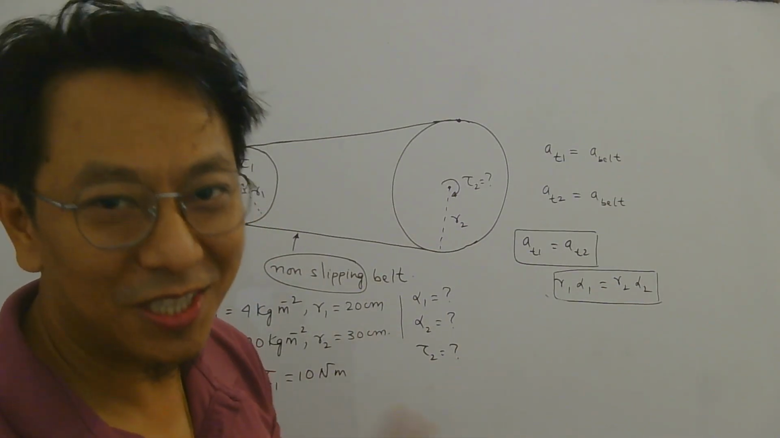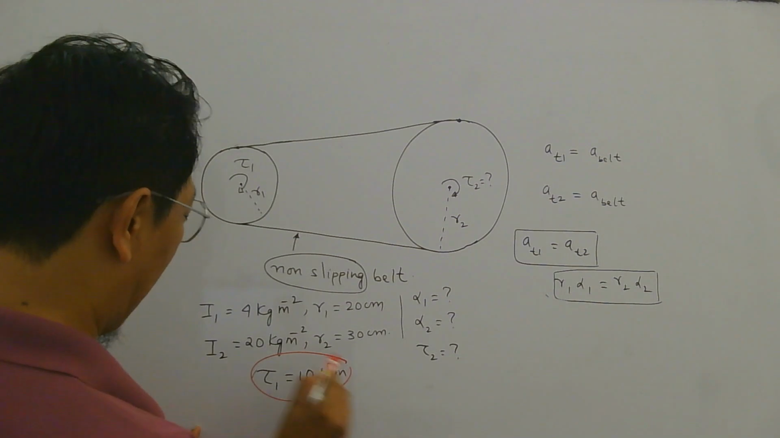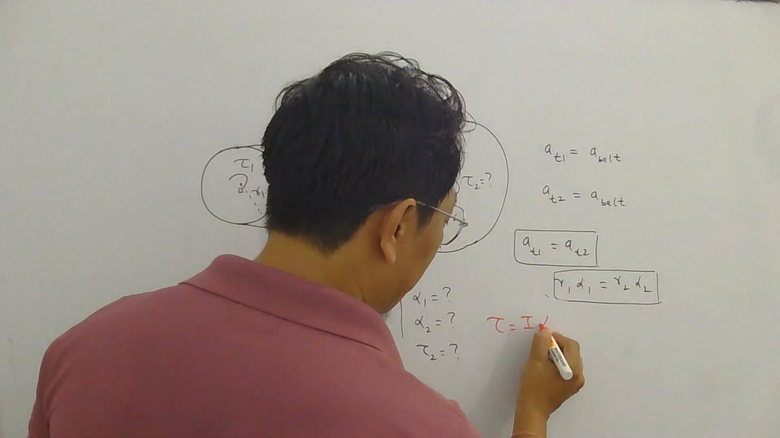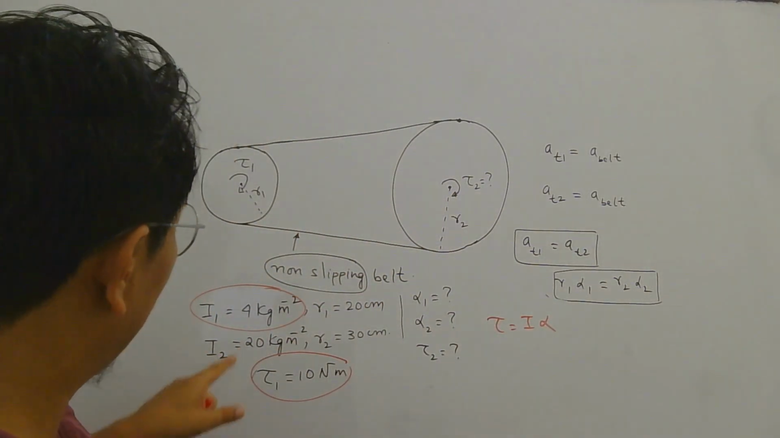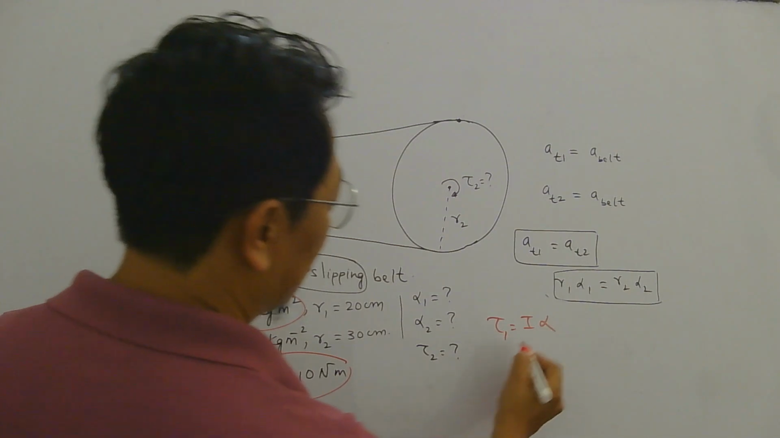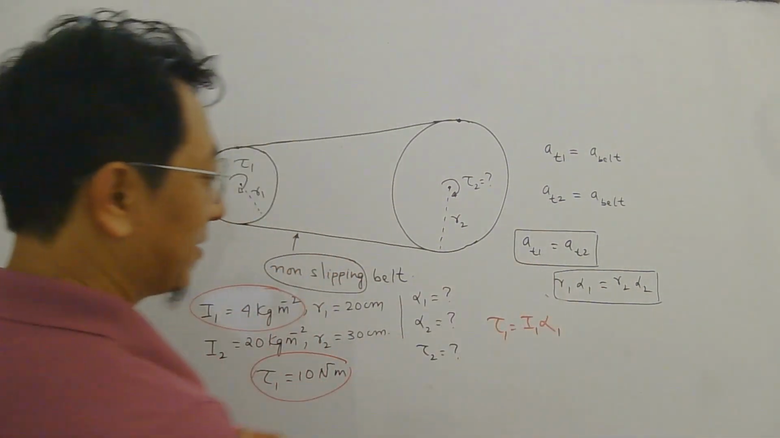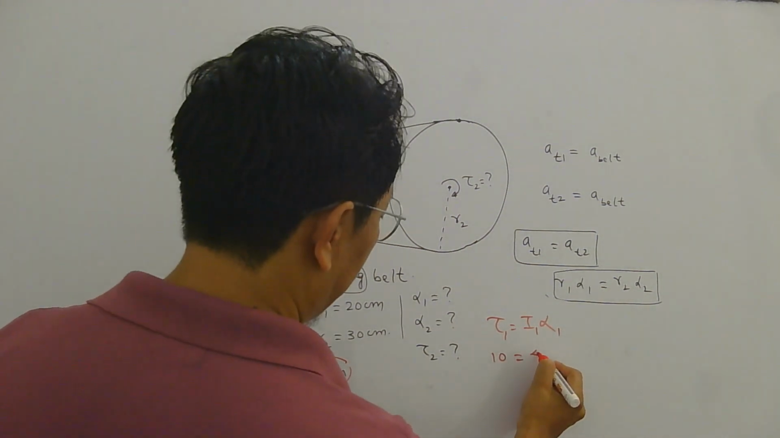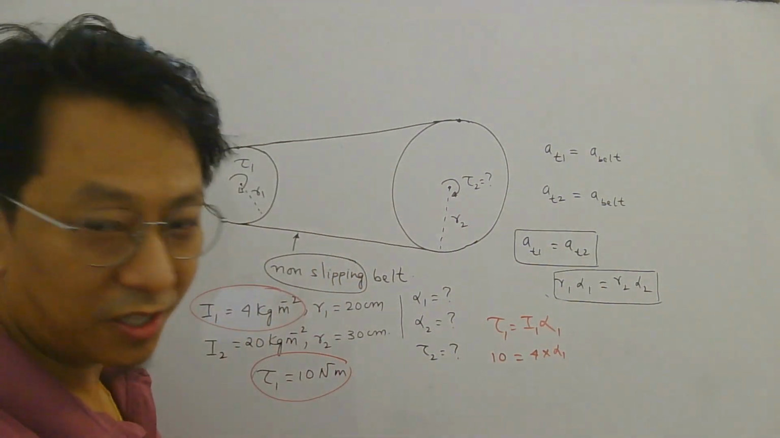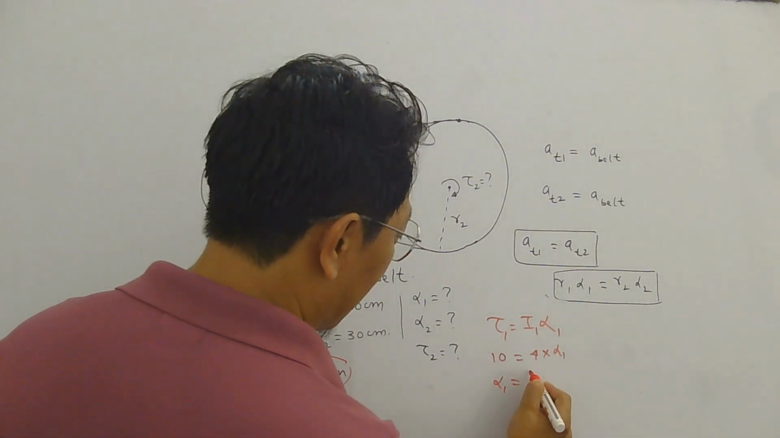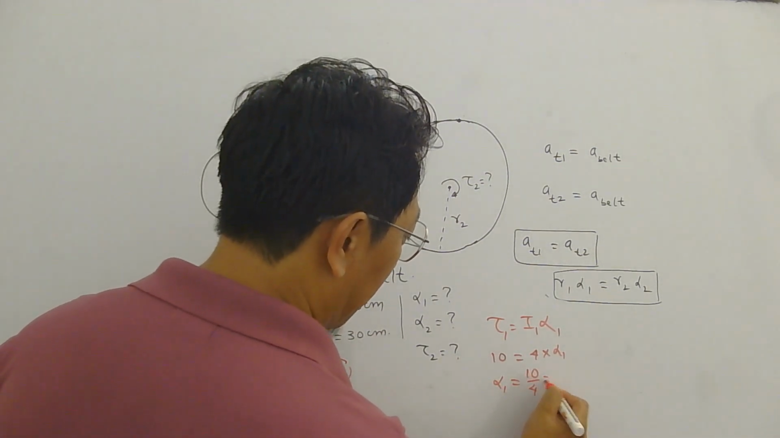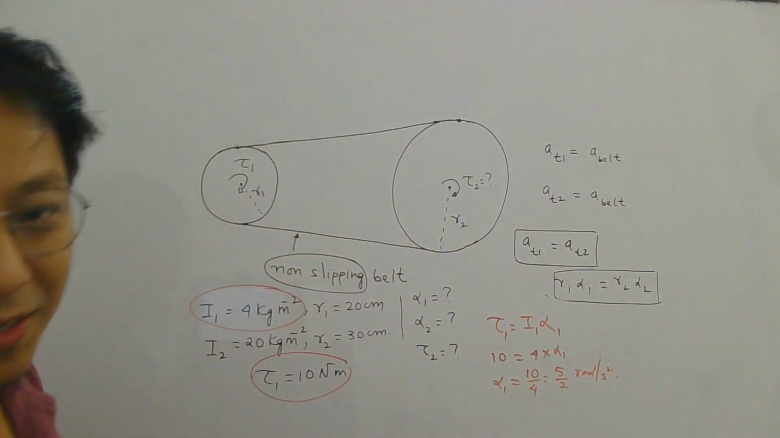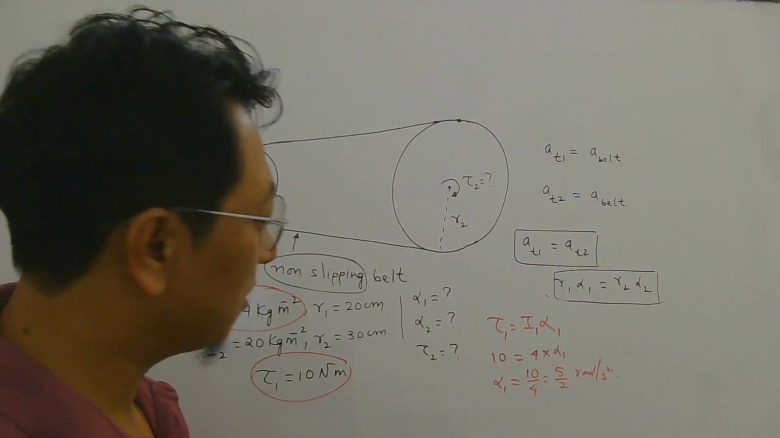Now the question is very simple because they have given you the torque and moment of inertia of the first wheel. So using Newton's law for rotation, torque equals I alpha. We can write the torque on the first disk equals the moment of inertia of the first disk times the angular acceleration of the first disk. So torque was given 10, moment of inertia is given 4. So the angular acceleration of the first disk will be 10 by 4, which is 5 by 2 radian per second square, isn't it? 2.5, but in the option they have given 5 by 2.